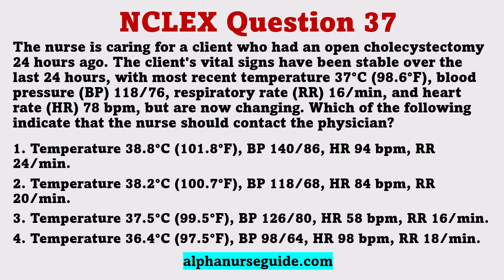The correct answer is 1. Temperature 38.8 degrees Celsius, blood pressure 140/86, heart rate 94 beats per minute, respiratory rate 24 breaths per minute. This client is exhibiting 3 of 4 signs of systemic inflammatory response syndrome: temperature greater than 38 degrees Celsius or less than 36 degrees Celsius, heart rate greater than 90 beats per minute, respiratory rate greater than 20 breaths per minute. The fourth indicator is an abnormal white blood cell count, greater than 12,000, less than 4,000, or greater than 10% bands. At least two of these variables are required to define systemic inflammatory response syndrome.